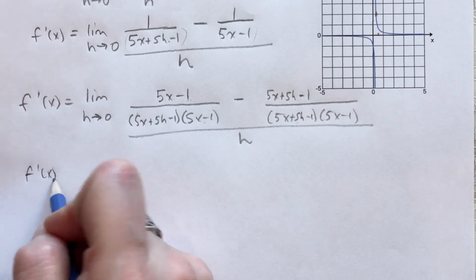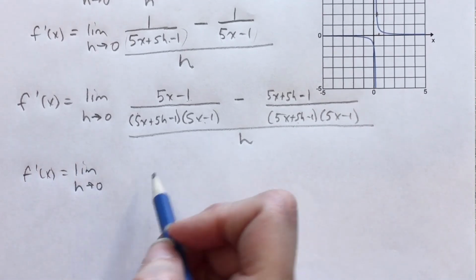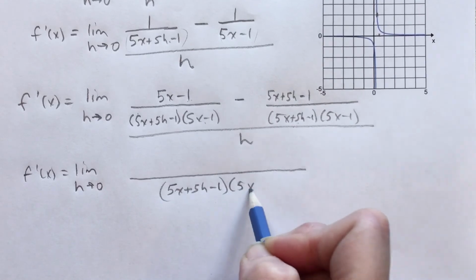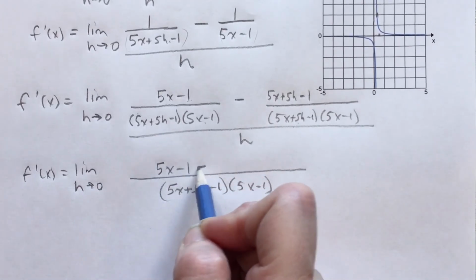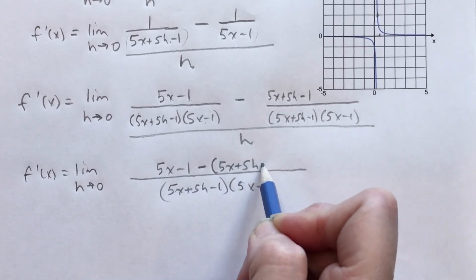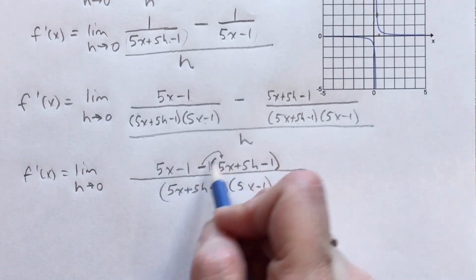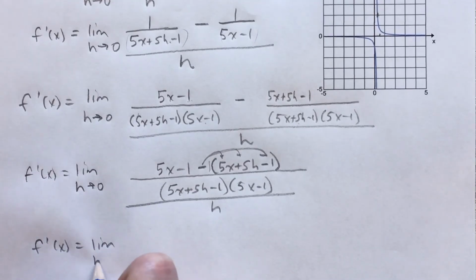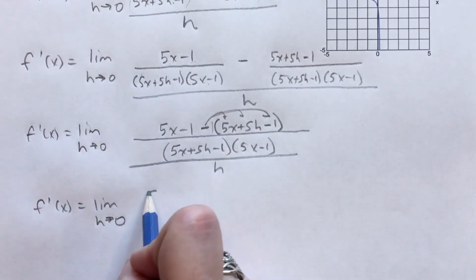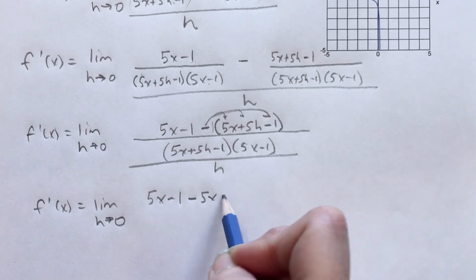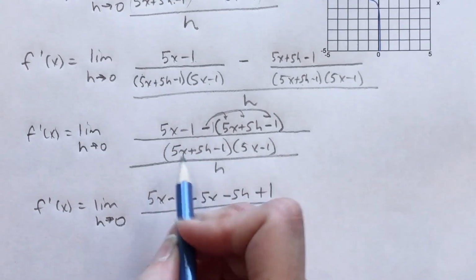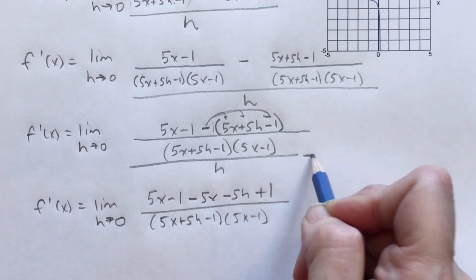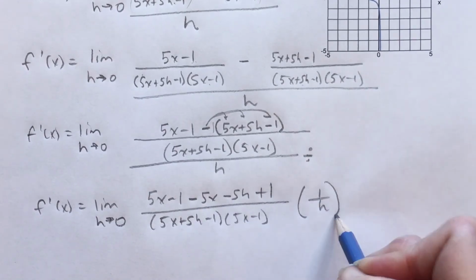So f prime at x is equal to the limit as h approaches 0 of, so now I'm just going to have my one common denominator. And I'm going to subtract the numerator. So that's 5x minus 1 minus 5x plus 5h minus 1 in brackets. So that minus sign is going to distribute. So important that you remember that all over h. So f prime at x is the limit as h approaches 0 of 5x minus 1 minus 5x minus 5h plus 1 over 5x plus 5h minus 1 times 5x minus 1, and then divided by h, which means multiply by the reciprocal, 1 over h.